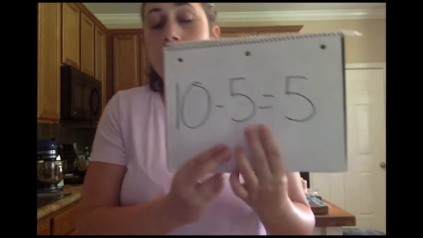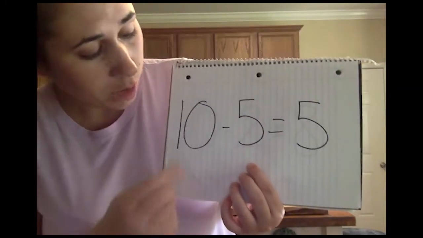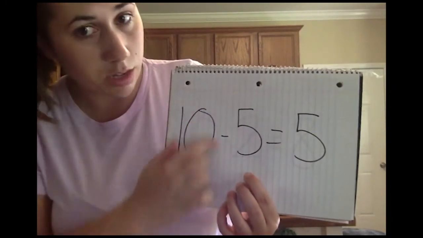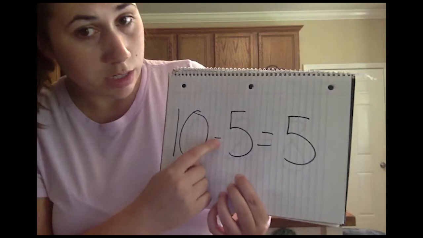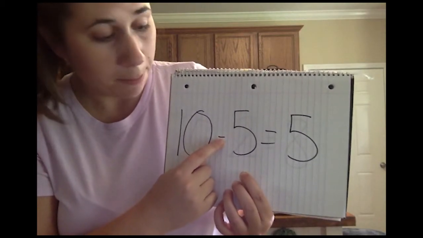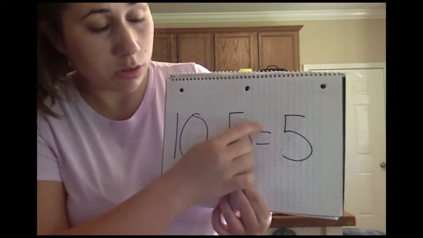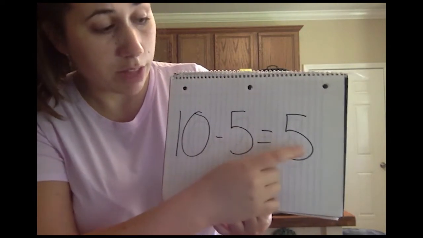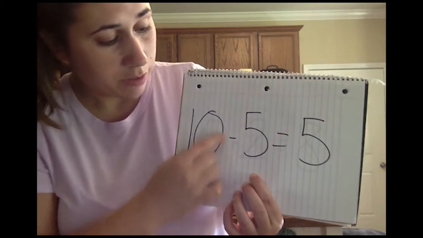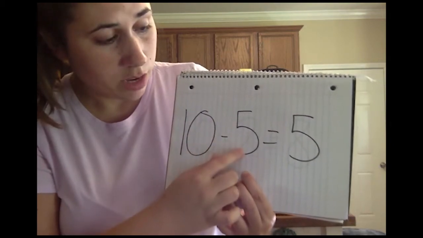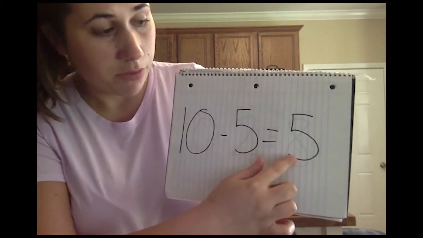But I'm going to show you what this would look like written out as a problem, because I wrote it out as well. If you want to write it out, you can. We started with 10. Here's our big number 10. Here's our minus sign. Remember, that just means we're taking away. We took away 5. Here's our equal sign that tells us how many we're going to have left over. So we have 10 minus 5 equals 5.